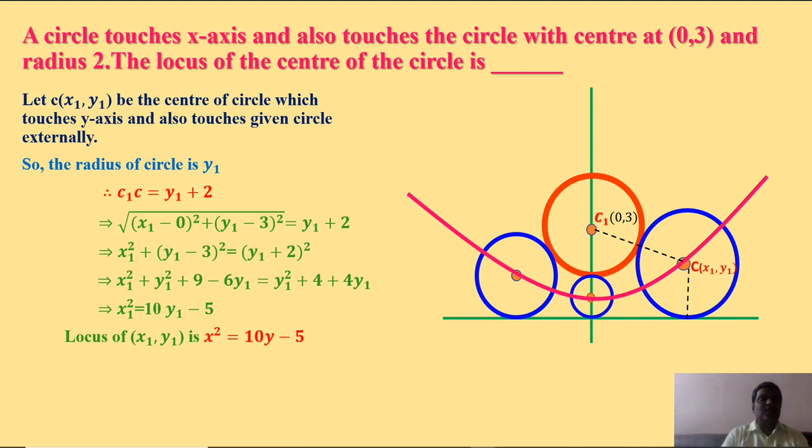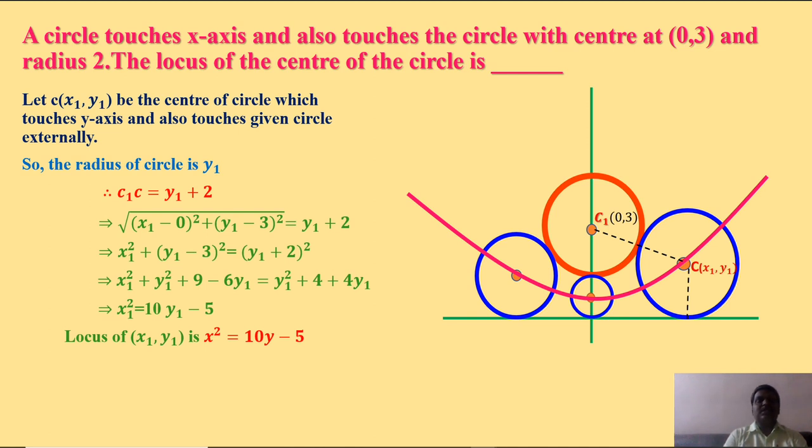So the question is, a circle touches the x-axis and also touches the circle with center at (0, 3) and radius 2. The locus of the center of the circle is a parabola. Here we have to remember that C1 is the center of one of the circles which belongs to your locus. So if you draw the perpendicular from C to the x-axis, the distance is what? y1. That is equal to the radius of your circle. That is one of the major points in this problem. So the radius is y1 and the radius of the main circle is what? 2 units.